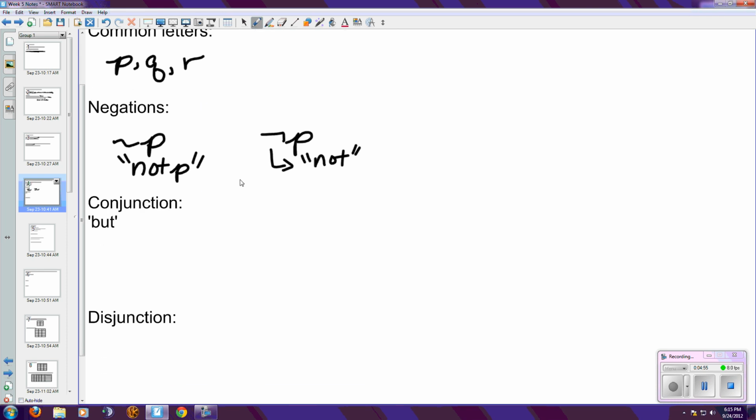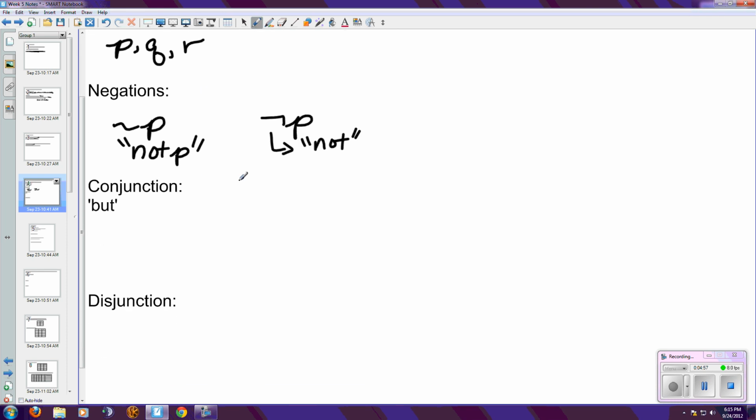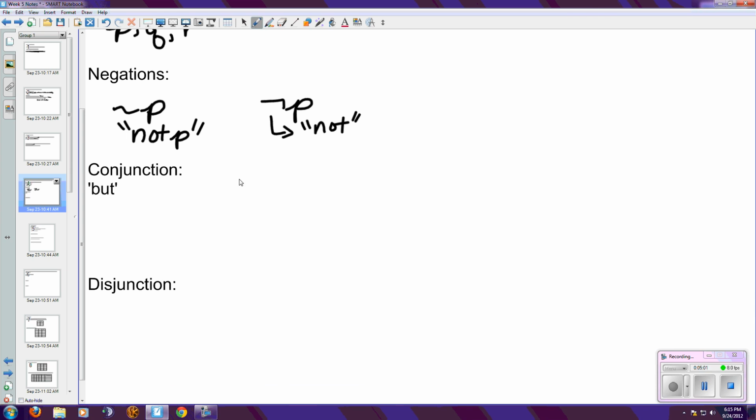Along with that, just like we have addition and subtraction with integers, rational numbers, etc., we also have operations with this, and this may remind you of what we had done with Venn diagrams. A conjunction is when you're intersecting things together.